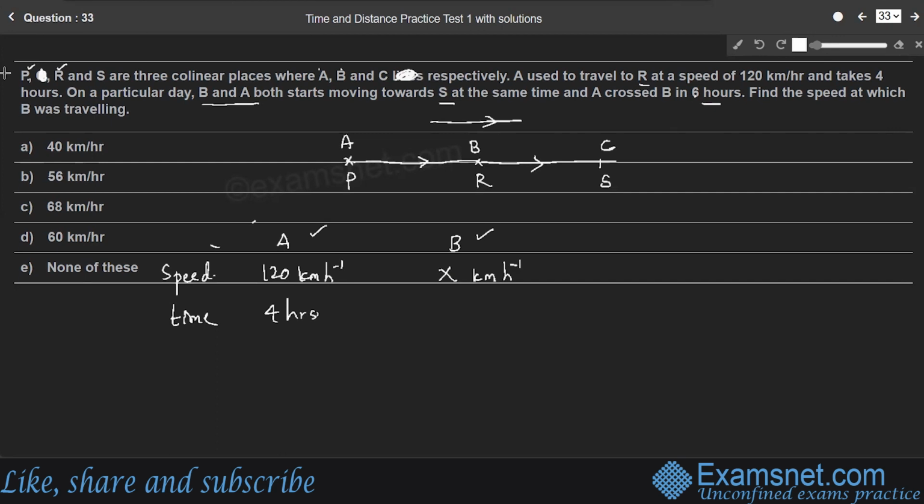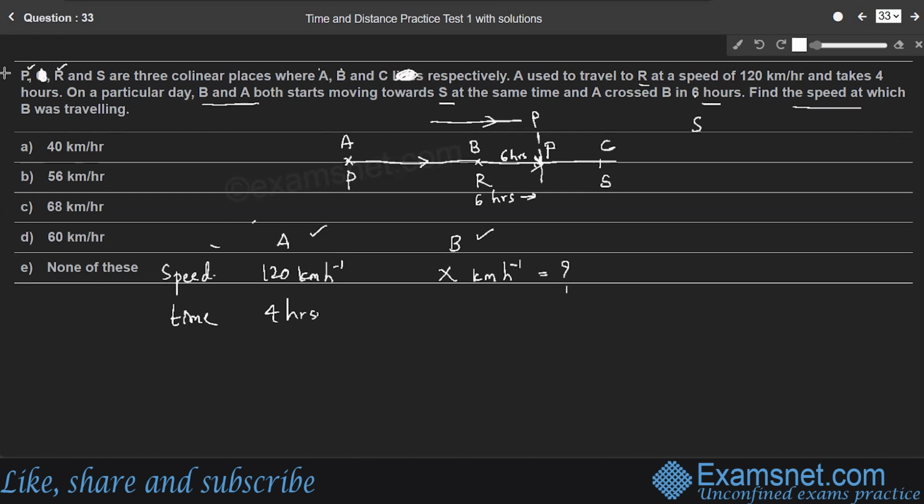So somewhere here, let this point be P. A crossed B in 6 hours. To reach point P, A takes 6 hours of time, and B also takes 6 hours of time, so that they meet each other. A crossed B in 6 hours. So find the speed at which B was traveling. So we have to find the value of x, B's speed.